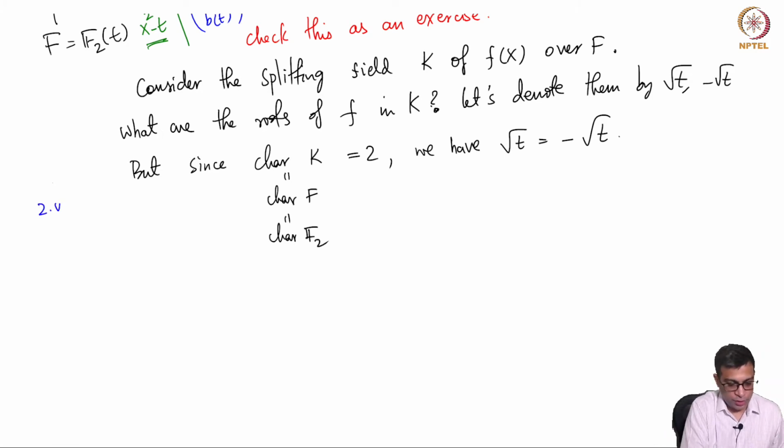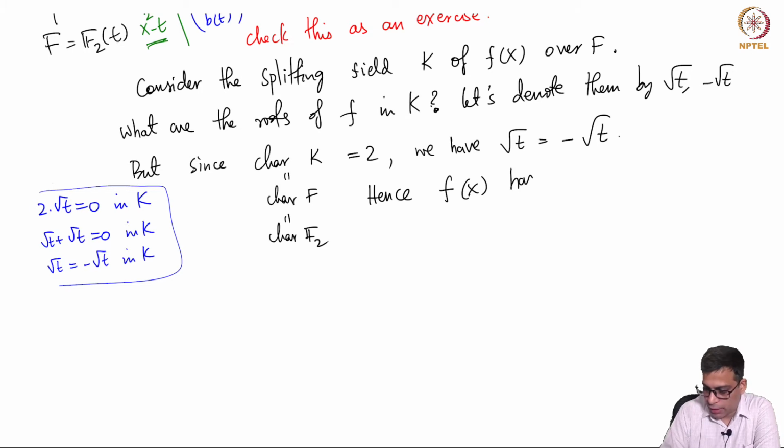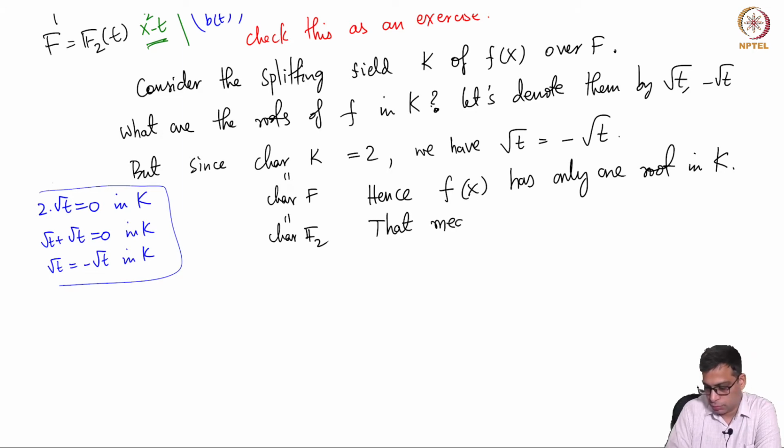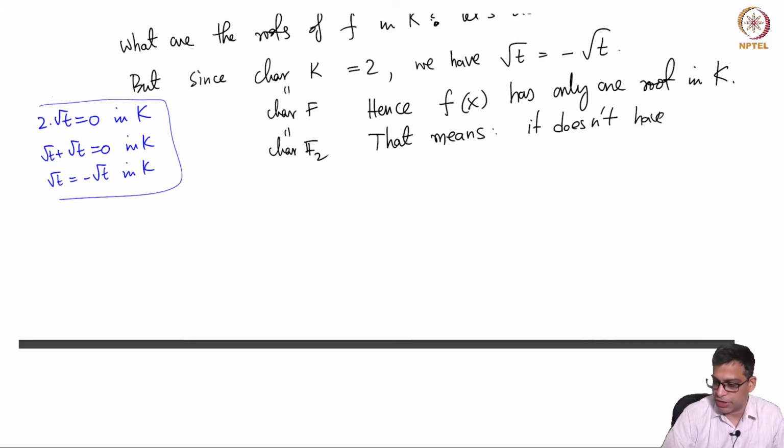Right? So 2 times root t is 0 in K. That means root t plus root t is 0 in K. That means root t equals minus root t in K, and hence f(x) has only one root in K. That means it doesn't have distinct roots. I'm just writing the various equivalent statements.